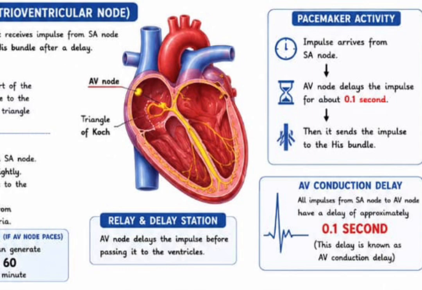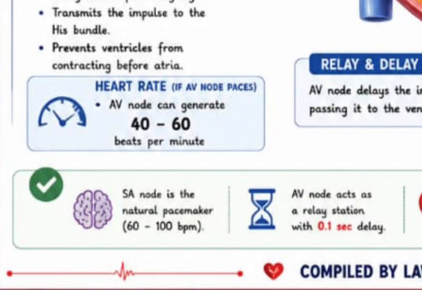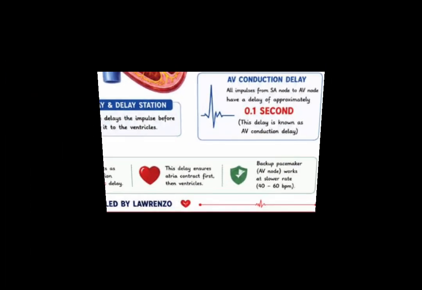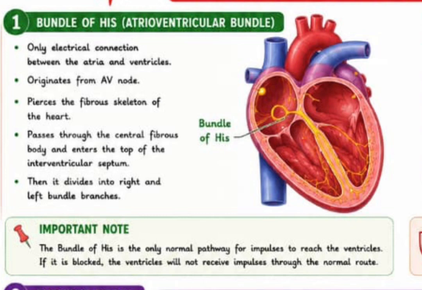So recapping this phase, I told you the SA node is a natural pacemaker, generating up to 60 beats per minute. The AV node acts as a relay station, which delays impulses coming from the SA node to the bundle of His by 0.1 seconds, and this delay ensures the atria contract first, before the ventricle. And the AV node is also a backup pacemaker, which can generate 40 to 60 beats per minute. So the next one is the bundle of His.